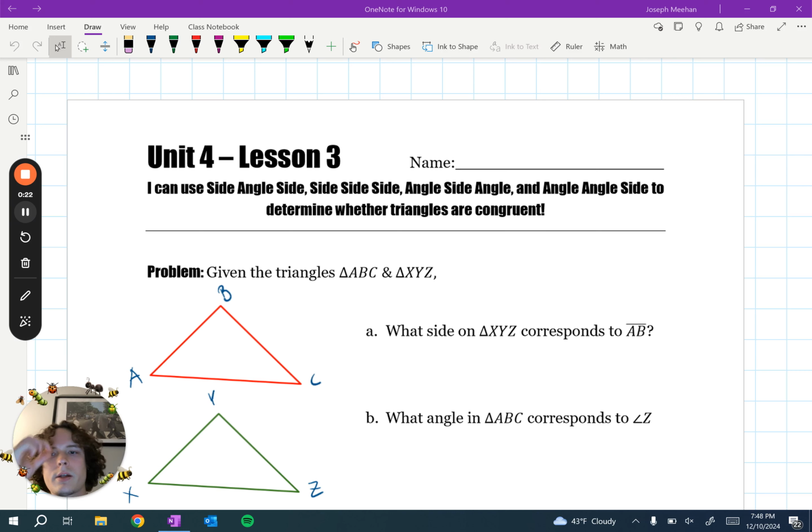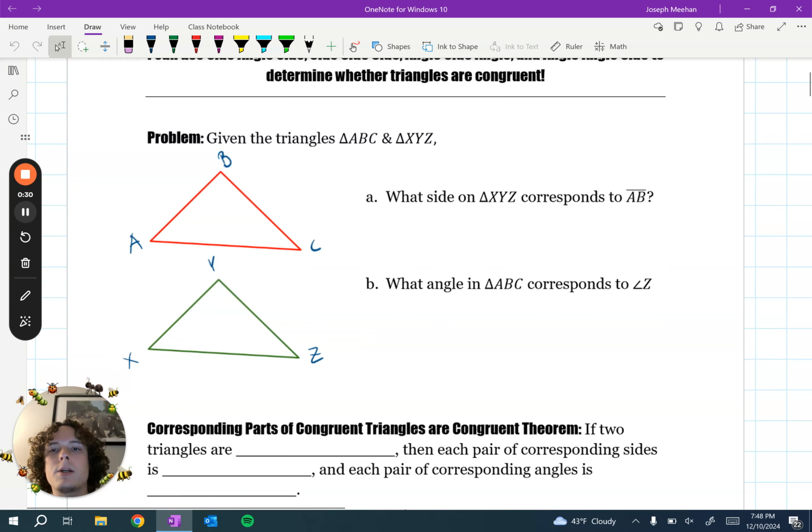Today we are talking about side-angle-side, side-side-side, angle-angle-angle, and using those to determine whether triangles are congruent or not. So right into the problems here. It says, given the triangles ABC and XYZ, what side on XYZ corresponds to side AB? So side AB here, we're going to color yellow.